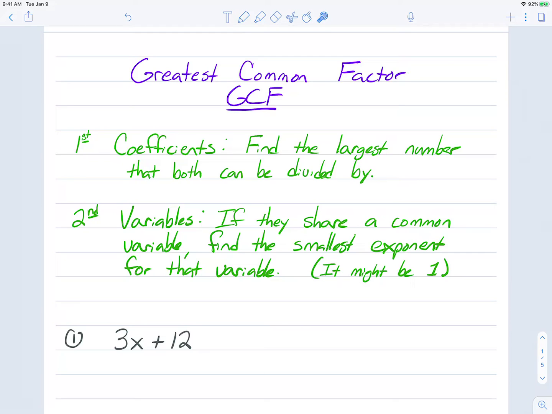The second thing you're going to do is look at the variables. Now, if they share a common variable, like they both have x's or they both have y's, you're going to find the smallest exponent in the variables. So like maybe the smallest exponent is a 2 or a 3. A lot of times it's just going to be a 1. And I'll show you what I mean by that in just a little bit. So let's start with one of the problems.